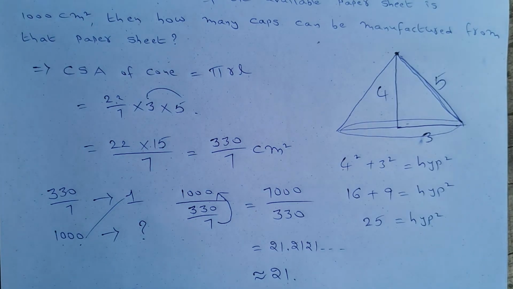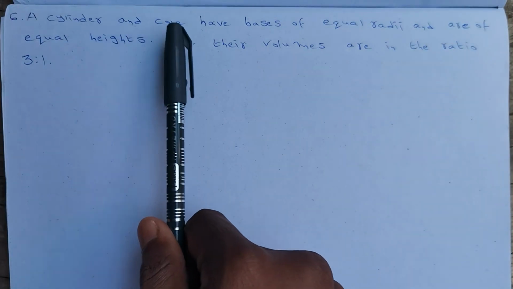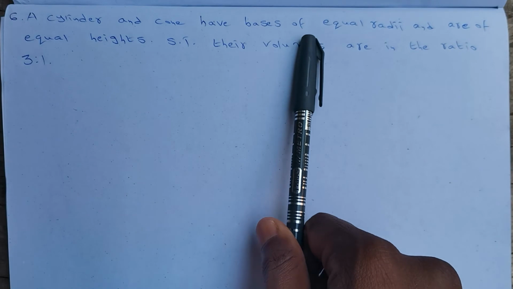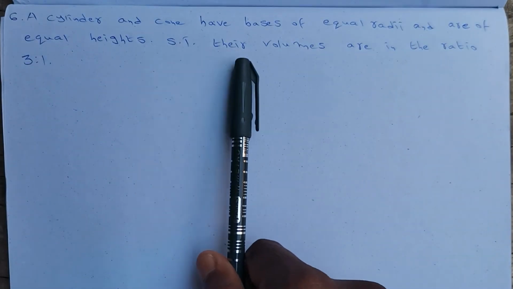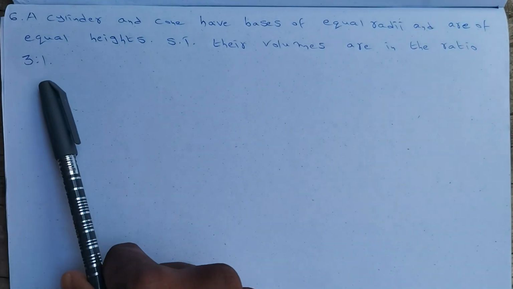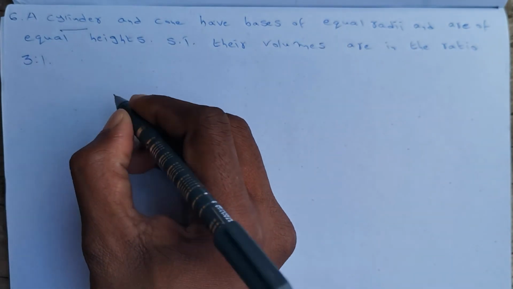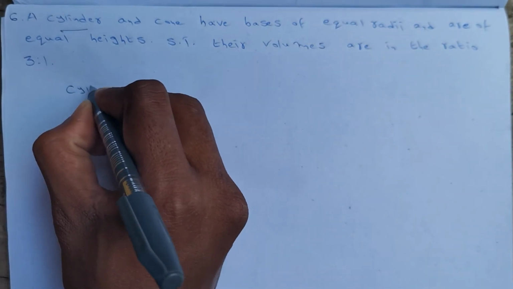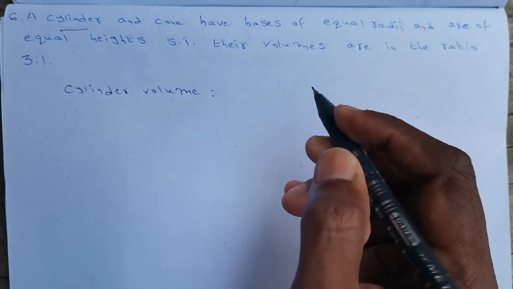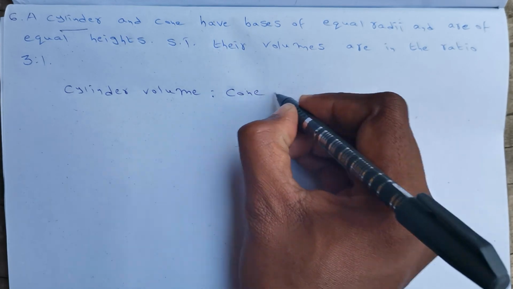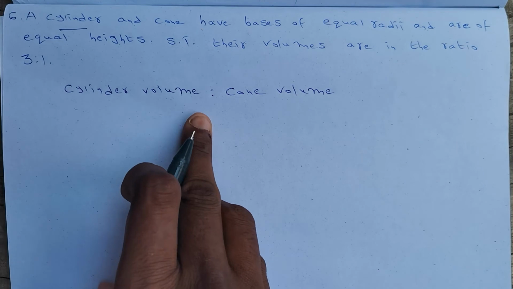Okay, then let's move to the next question. A cylinder and cone have bases of equal radii and are of equal heights. Then show that their volumes are in the ratio 3:1. So the cylinder is the first one. I am going to write the cylinder volume is to cone volume.